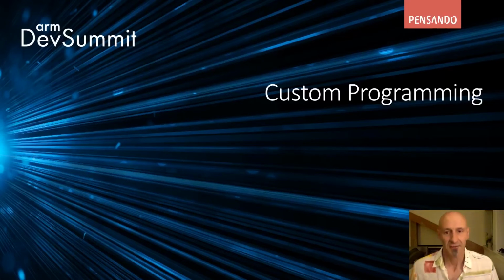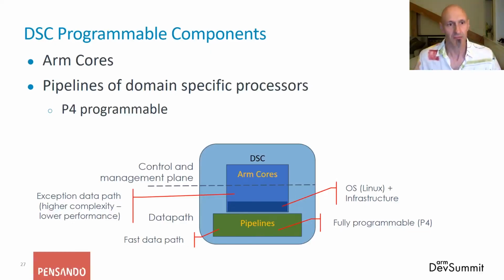Now, we have seen a few use cases, how they can be addressed, but another very important aspect is how can we make such an architecture programmable? Because as we said, there are customers who will want their own features, customers will want to address specific use cases. So if we look at the architecture now from a higher perspective, and only if we look at the programmable components, we have ARM cores and we have pipelines of domain-specific processors.